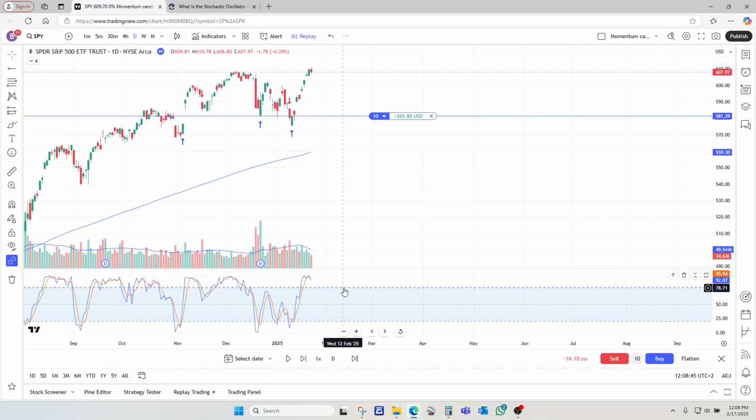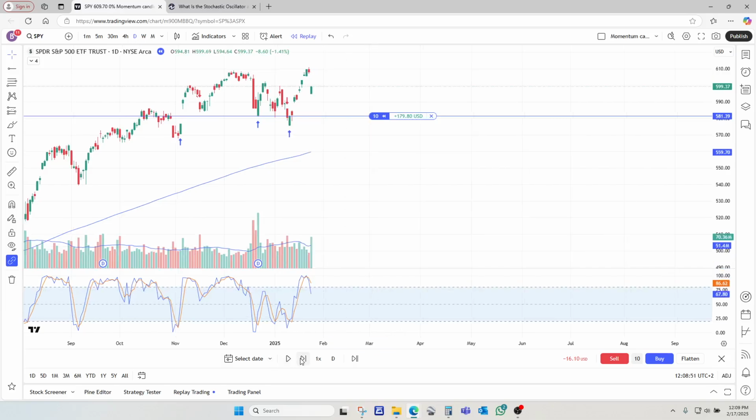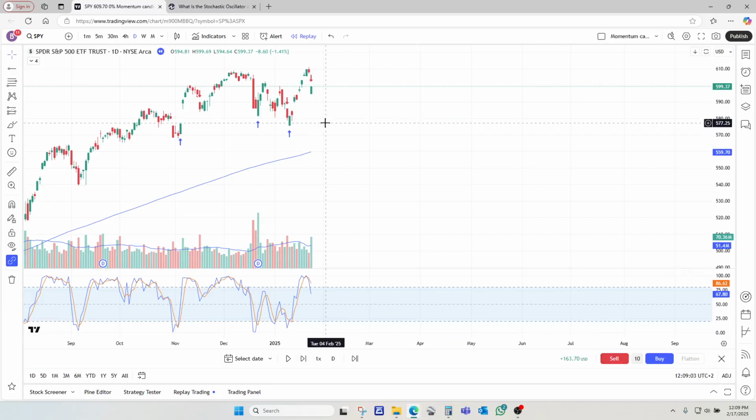So the sell is when we go below this line, the 80 line. Now it went below and then the close is high, but here we are still under the 80, so we are at 67.8. So this is a sell. So here we made some money as well.